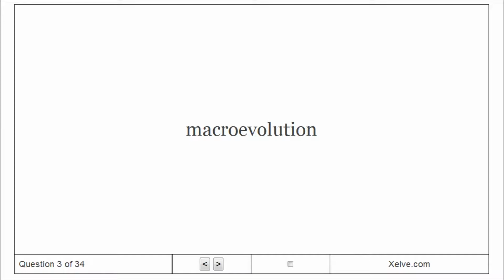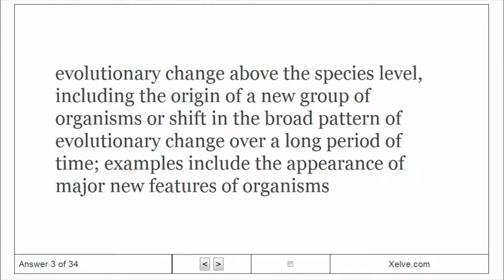Macroevolution. Evolutionary change above the species level, including the origin of a new group of organisms or shift in the broad pattern of evolutionary change over a long period of time. Examples include the appearance of major new features of organisms.